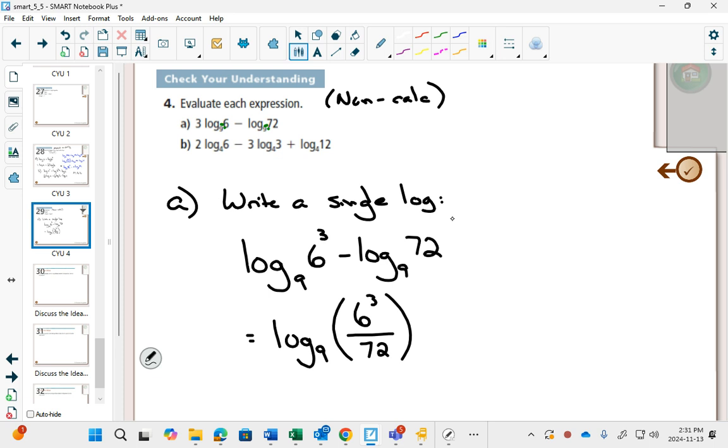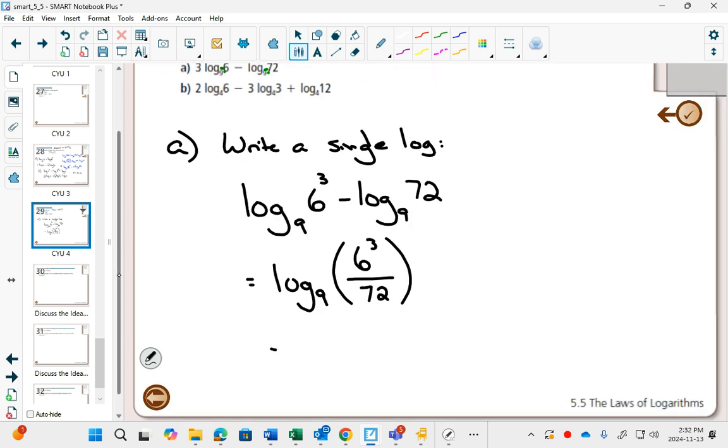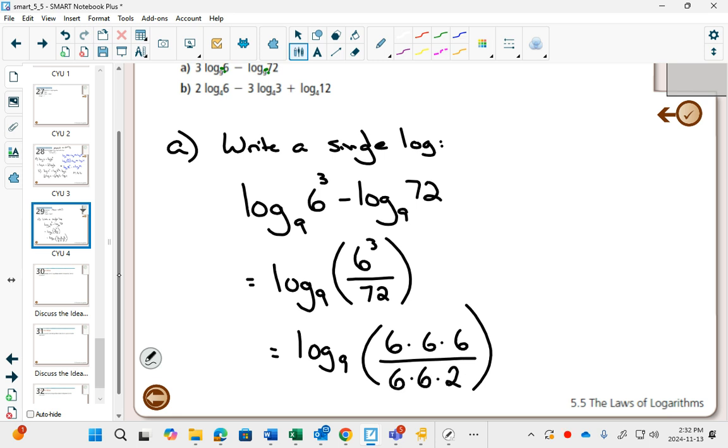Option 1 for simplifying is to multiply everything out and then simplify it. You would get 216 divided by 72. Not an easy fraction to simplify, but you could do that. But personally, I'll show you that sometimes if you break things up, so instead of multiplying 6 times 6 times 6, I'm just going to write it out. That's 6 times 6 times 6. 72 is 36 times 2, which is 6 times 6 times 2.